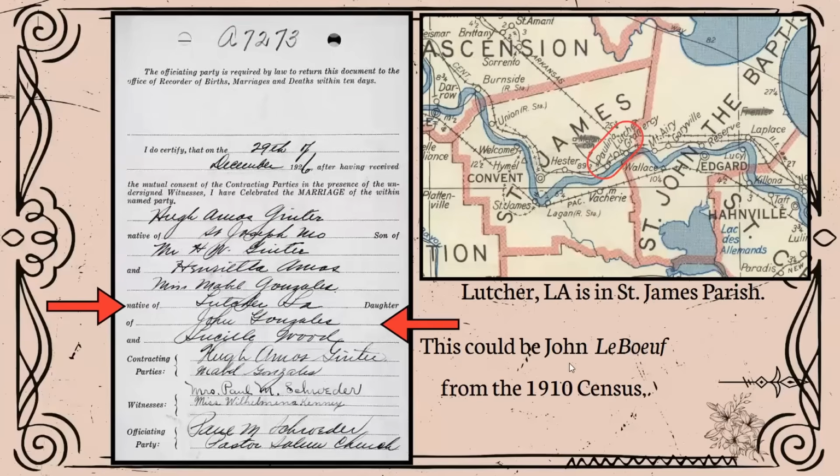So we will see the 1910 census in just a moment, but this could be John LaBeouf. So remember on that 1920 census, the family is going by the LaBeouf last name. So maybe they changed their name. That was something that I was curious about just because there were so many secrets. Maybe there was a name change, right?